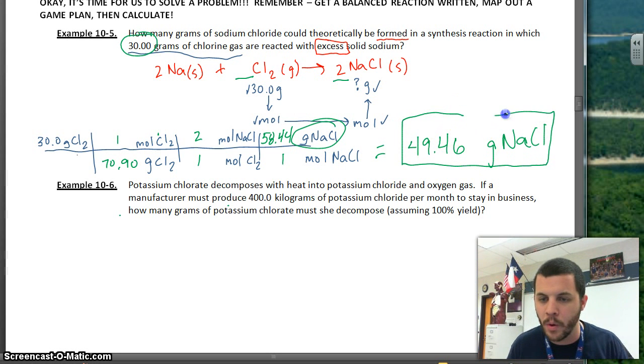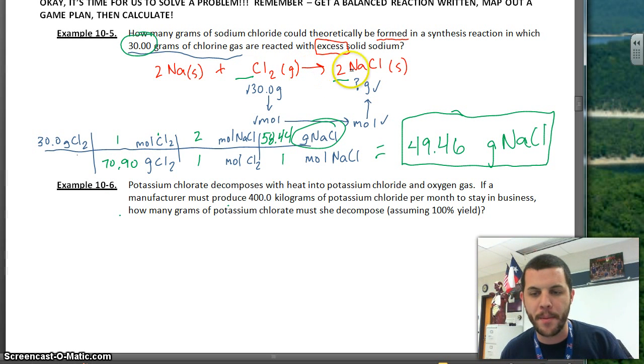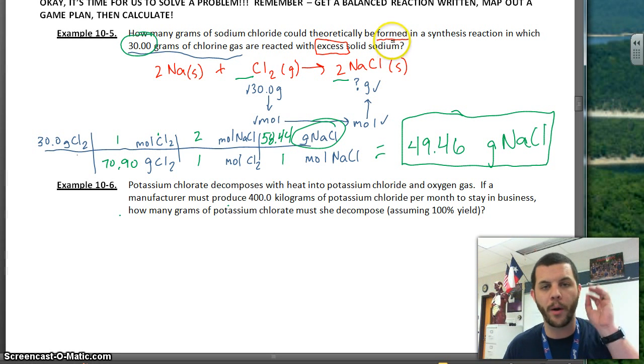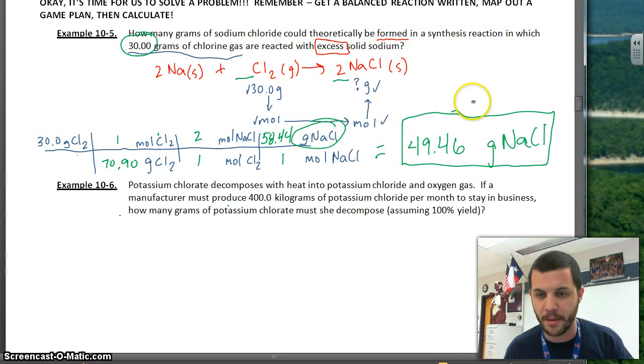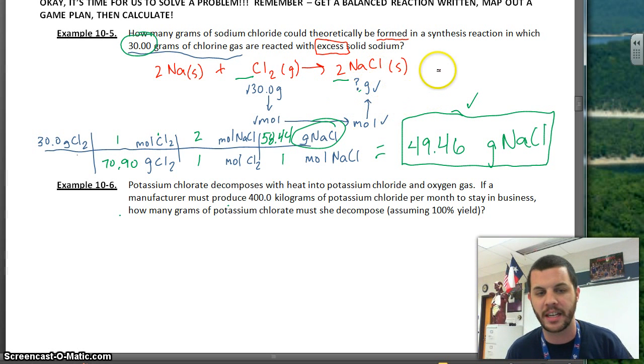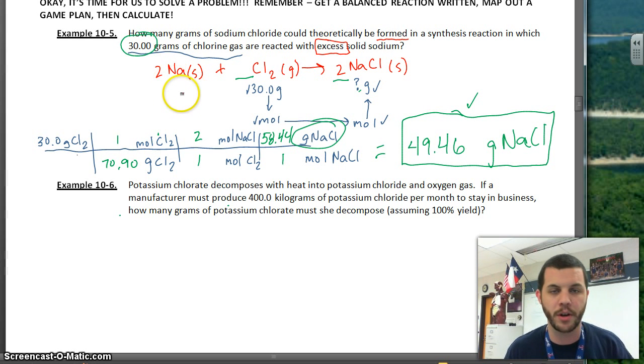Let me explain what we just figured out here. Now I know that if I start off with 30 grams of Cl2, I can form exactly 49.46 grams of NaCl. Now that's in theory. If everything in the reaction goes perfectly, there's no side reaction, and so on and so forth. We can't guarantee that there's not going to be a side reaction. All we're worried about right now is the theoretical yield. This, my friends, is the theoretical yield. Theoretically, if I start off with 30 grams of Cl2, I can theoretically make exactly 49.46 grams of NaCl, assuming that I have all of the sodium that I'll ever need.